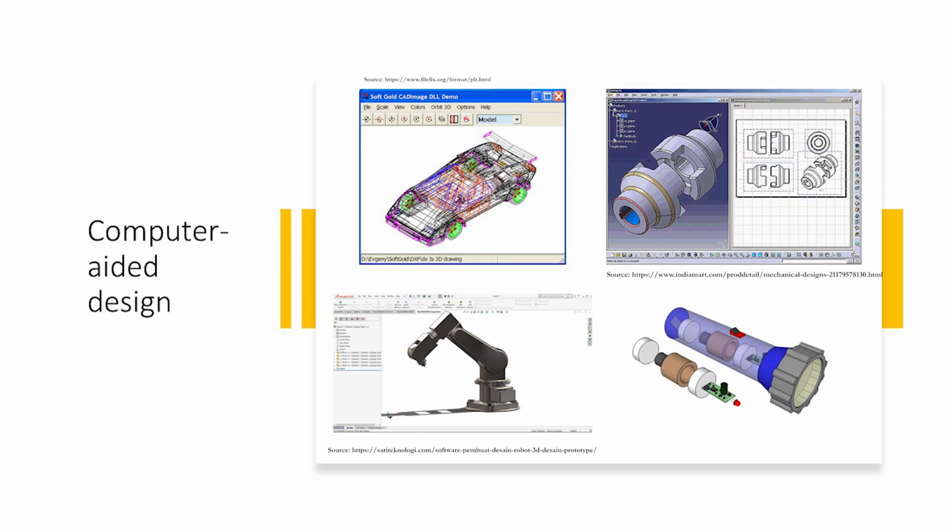So, these are examples of computer aided design tools in action. On the top left you can see a wireframe model of a car. The top right you can see a housing of some sort. Bottom left is a robotic arm, and on the bottom right is a torch with some electronics in it. So, using computer aided design we can create these sorts of 3D CAD models of products.